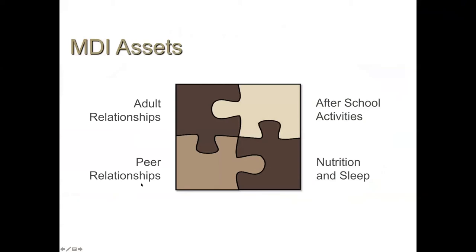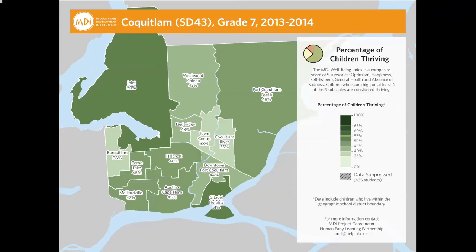And now that we have all those puzzle pieces, we can map them the same way we map EDI outcomes. So here's an example of the Lower Mainland in BC. For the city of Coquitlam, we see similar variability in terms of children thriving according to their self-report when you go from neighborhood to neighborhood. And we did find that this also correlates with socioeconomic factors, not too surprisingly.